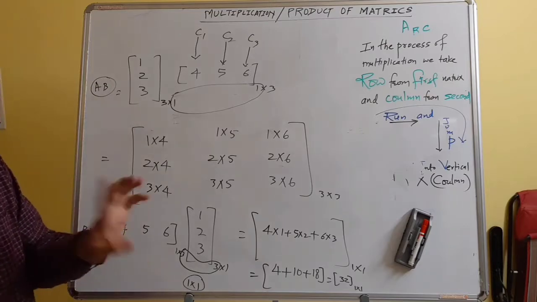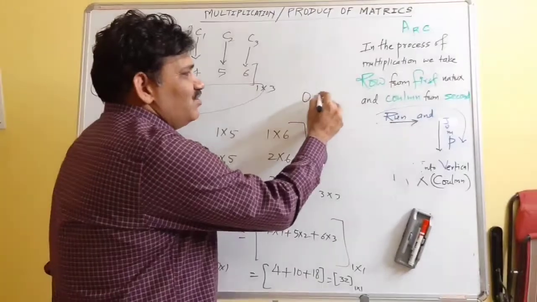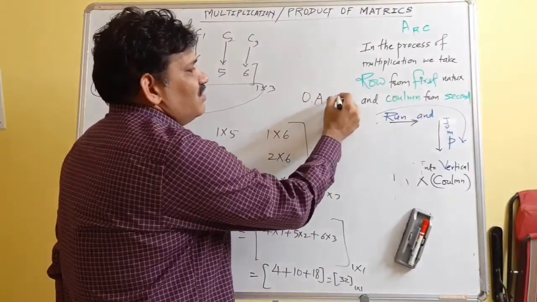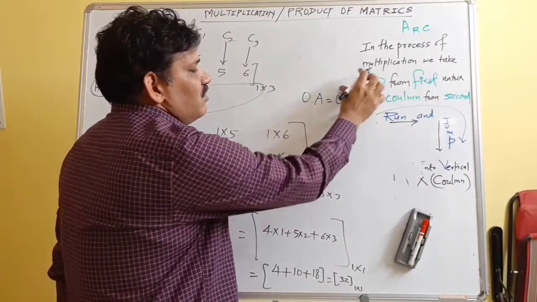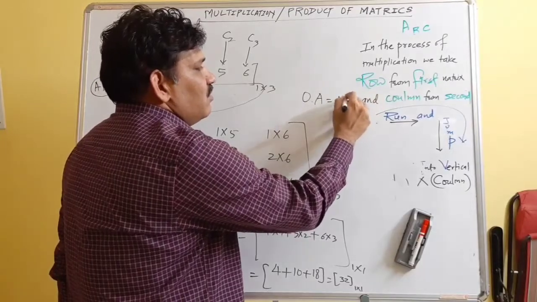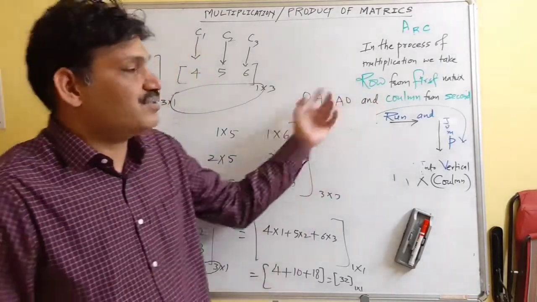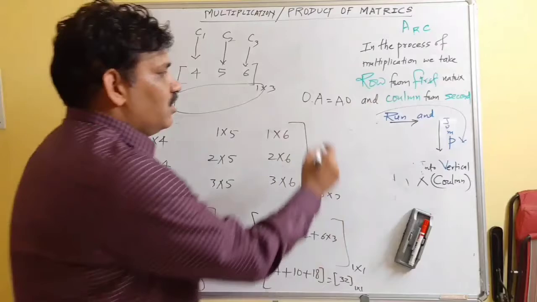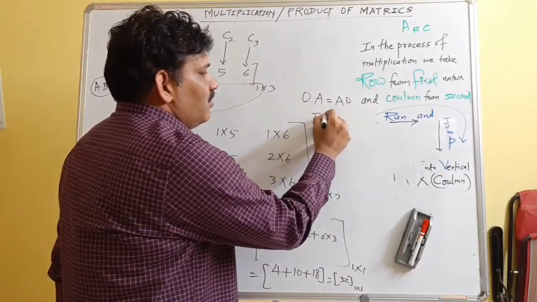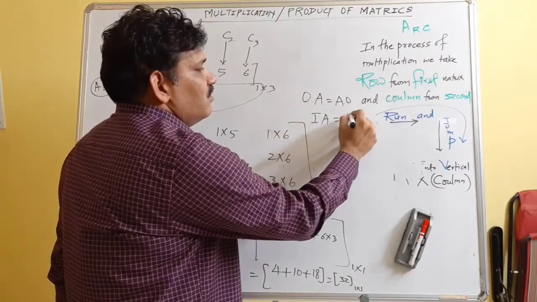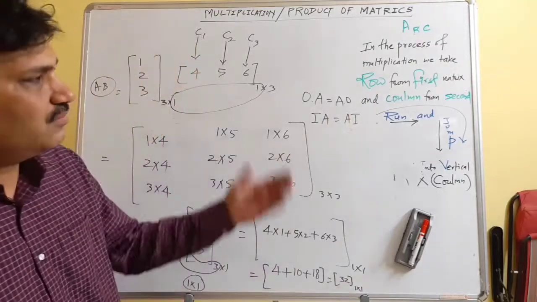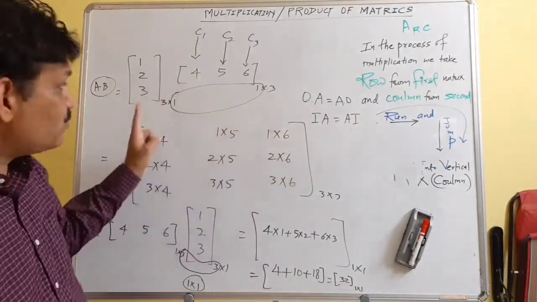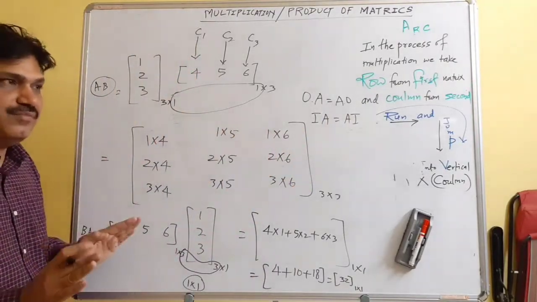Usually. But if you multiply a matrix with a 0 matrix, then obviously the result is going to be a 0 matrix. So here you can say, oh, this is commutative. Again, if you multiply a matrix with a unit matrix, it is commutative. Usually matrix multiplication is not commutative.